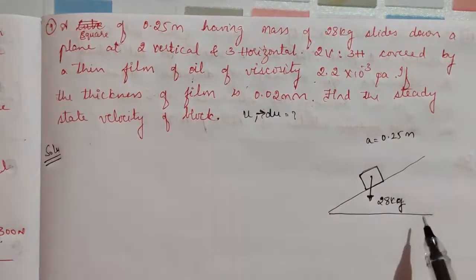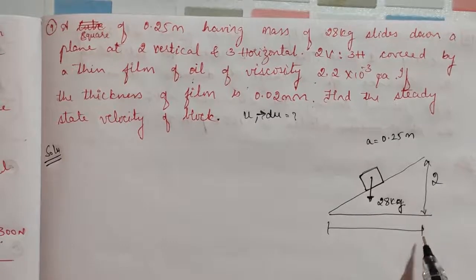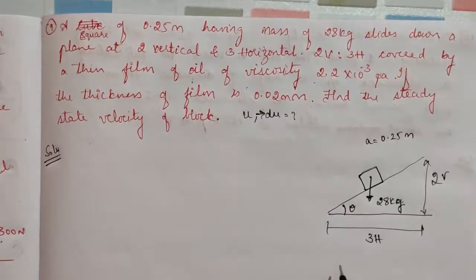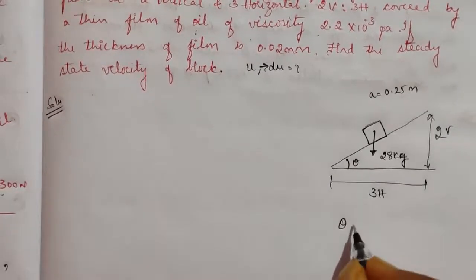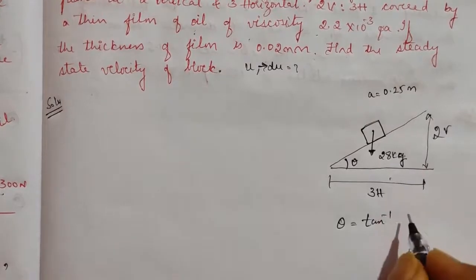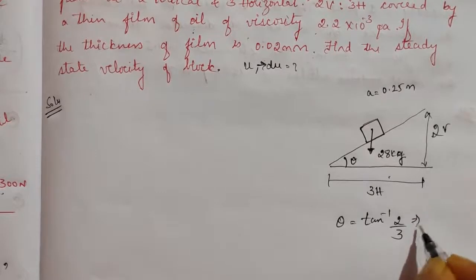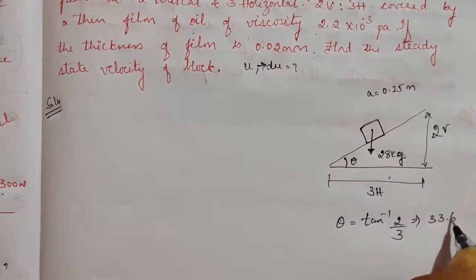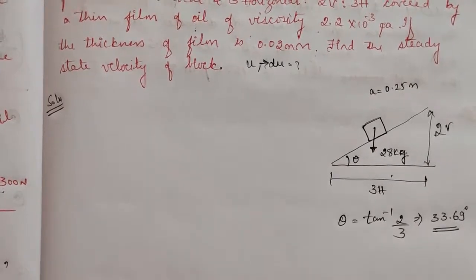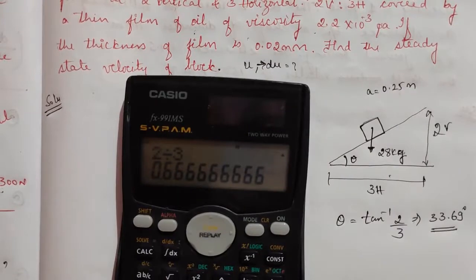Then they have given 2 vertical to 3 horizontal, so this is 2 and this is 3. So how to find theta? Theta is nothing but tan inverse of opposite by adjacent, that is 2 by 3. So theta will be 33.69 degree. Check in the calculator, you will get the same: tan inverse of 2 by 3.